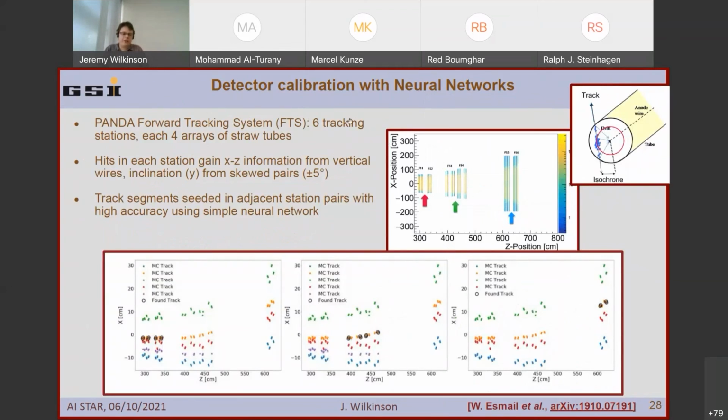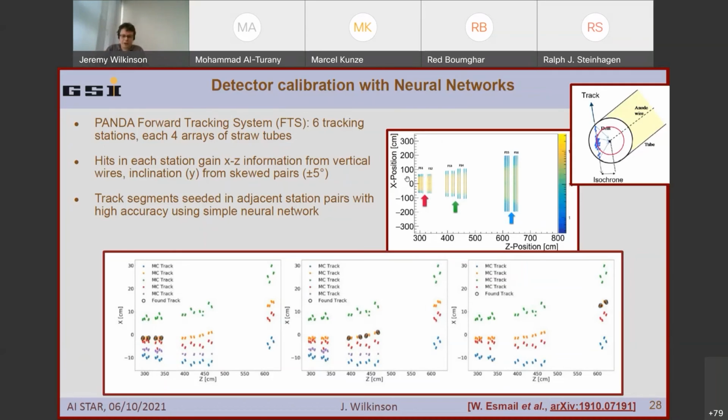The forward tracking system of PANDA is formed of 6 separate tracking stations at different positions in Z, which are arrays of these straw tubes. The straw tube itself can only measure a signal in the center of it, but then we can use combinations of these straws to better determine the actual spatial position. So you have hits in each station that have XZ information from the vertical wires, and then the inclination of the track from pairs of skewed wires in the middle.